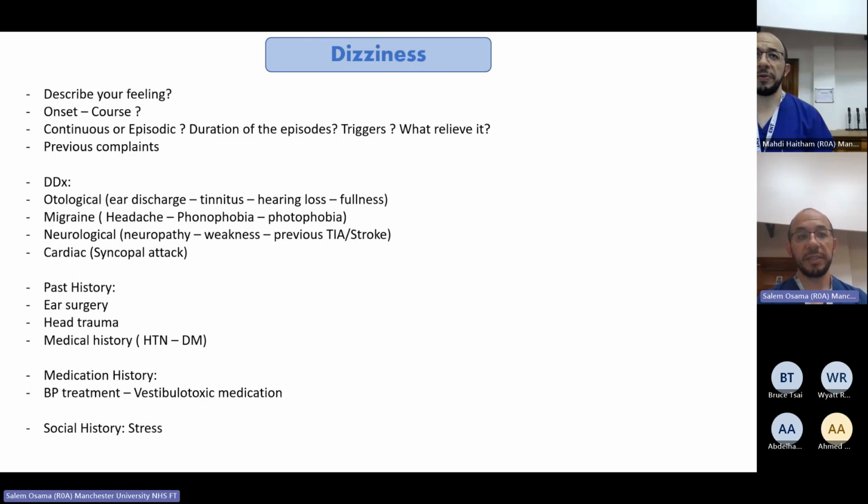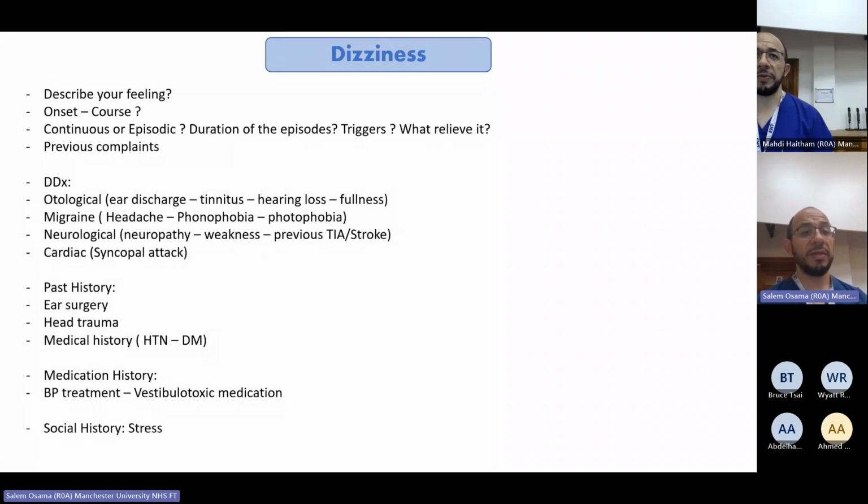If the patient was feeling dizzy in the past, ask how it gets relieved or not. Then you're going through the differential diagnosis. We have otological causes. Ask about ear discharge, tinnitus, hearing loss, illness, or other symptoms. About the migraine, ask about headache, sensitivity to light or sounds.